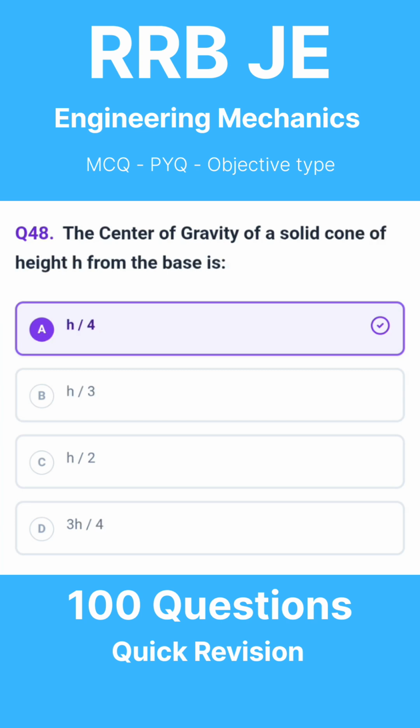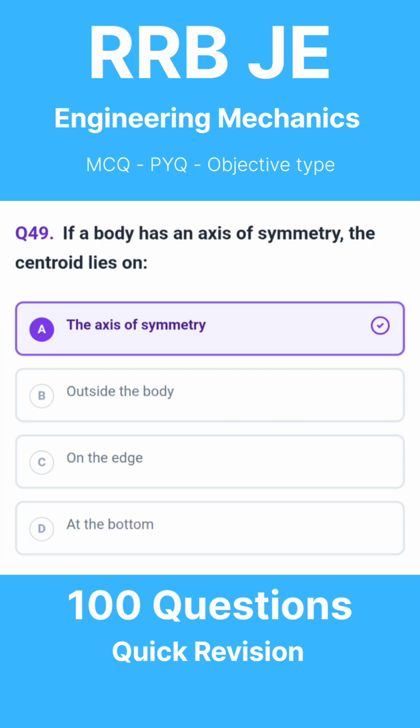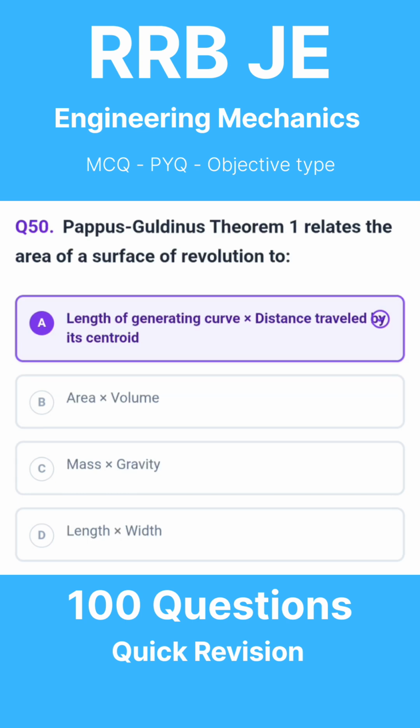Question 48. The center of gravity of a solid cone of height h from the base is. The correct answer is h divided by 4. Question 49. If a body has an axis of symmetry, the centroid lies on. The correct answer is the axis of symmetry. Question 50. Pappus-Guldinus theorem 1 relates the area of a surface of revolution to. The correct answer is length of generating curve times distance traveled by its centroid.